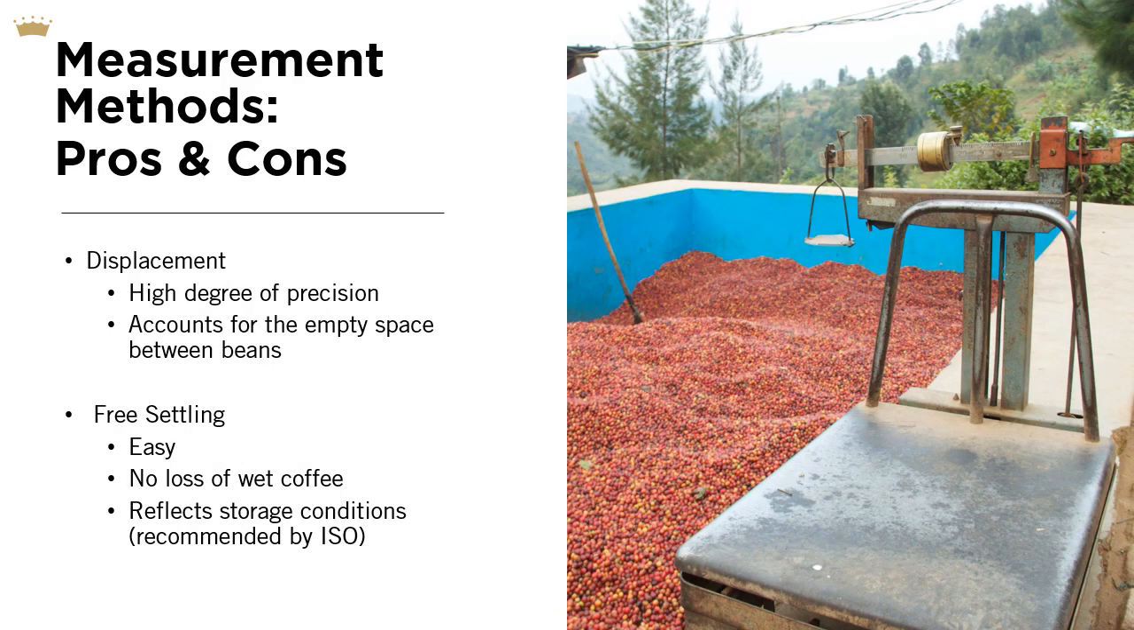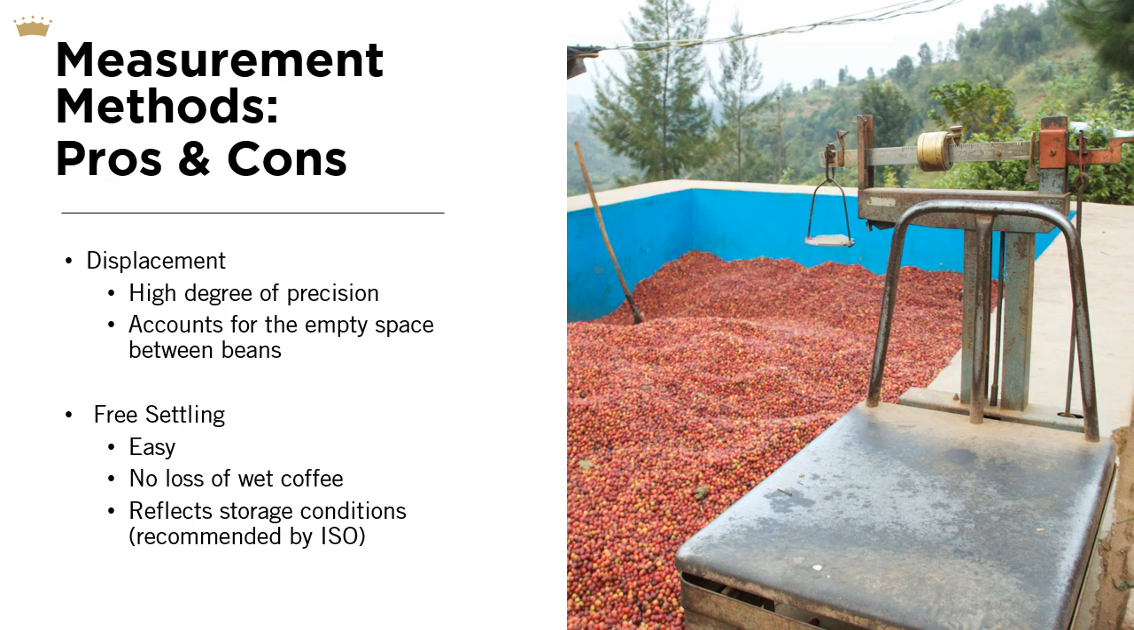So what are the pros and the cons of these two different measurement methods? Well, for displacement, it allows for a high degree of mathematical precision and theoretically is exactly accurate. We know this because it accounts for the empty space between the beans, and so you're obtaining a true scientific measurement of the density of the coffee.